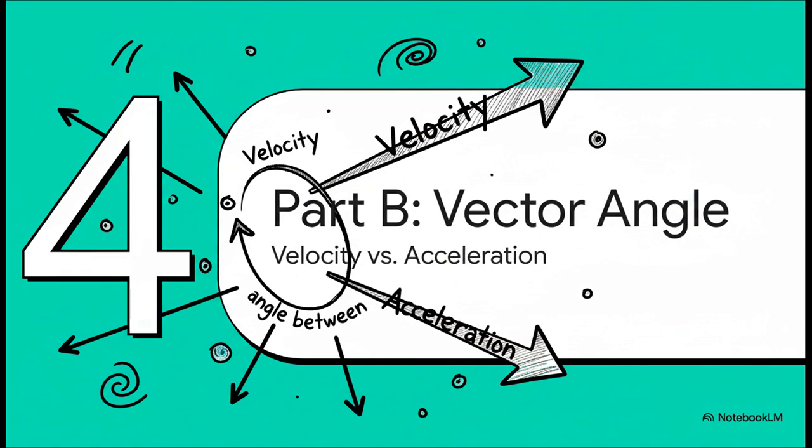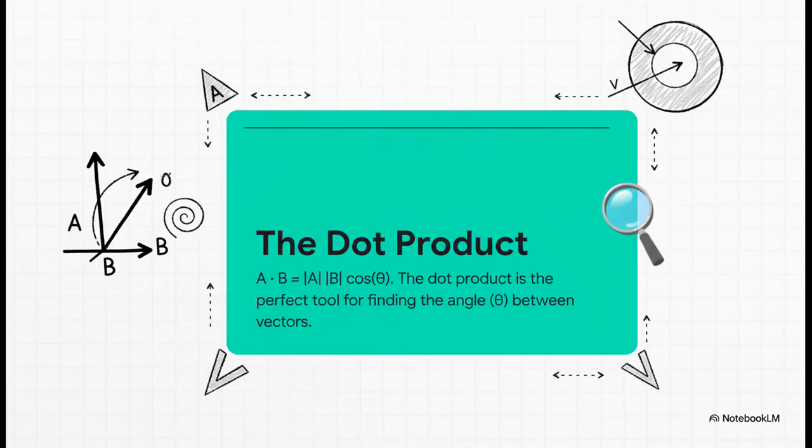We need to find the angle between the velocity and the acceleration vectors. And this is more than just a geometry puzzle, right? The answer here is going to tell us a lot about how the particle's motion is changing moment to moment. So here's a little pro tip. Anytime a physics problem asks you to find the angle between two vectors, your brain should immediately scream, dot product. Seriously, the dot product formula is practically made for this kind of thing. It directly links the vectors to the angle between them.